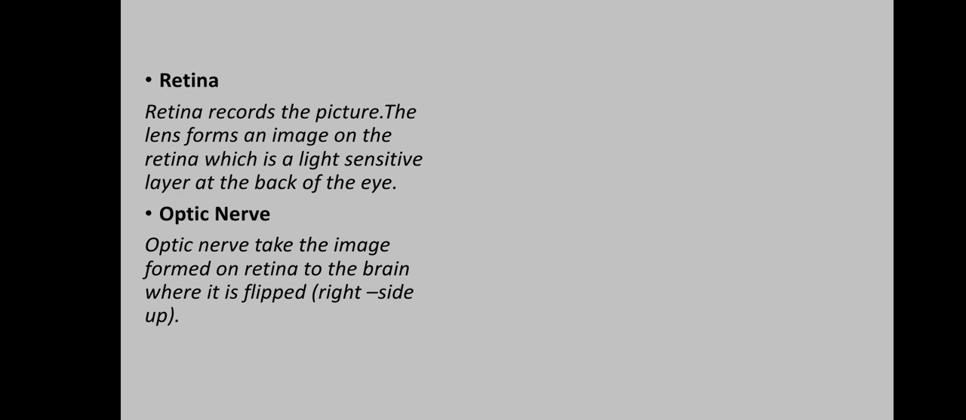The optic nerve takes that image to the brain, where it is flipped. As you know, the converging lens, the convex lens, produces inverted images of the objects. So the image formed on our retina is actually inverted. It is inverted, meaning it is not right side up. So when the optic nerve takes the image to the brain, our brain flips it and the right side up is there again. Let's see the picture.